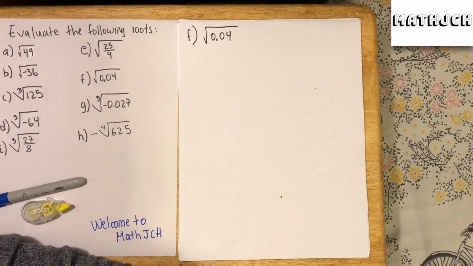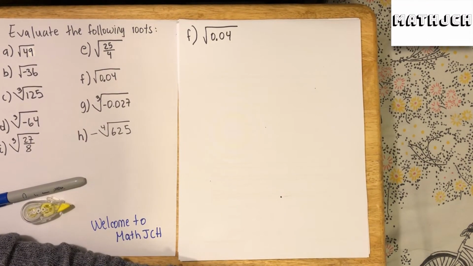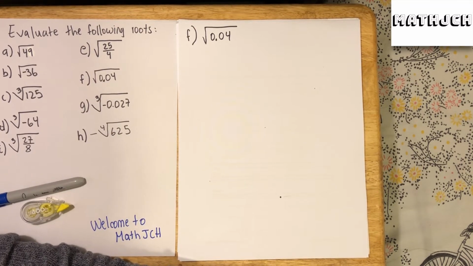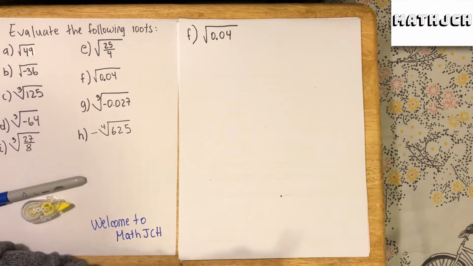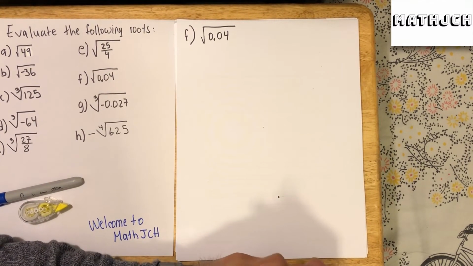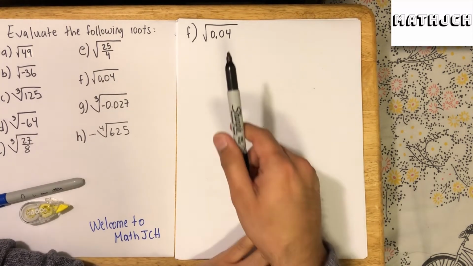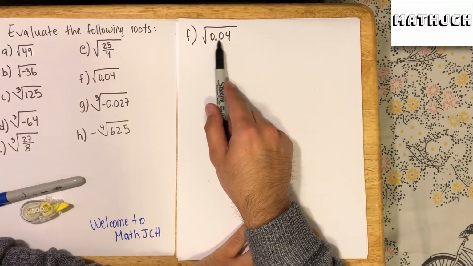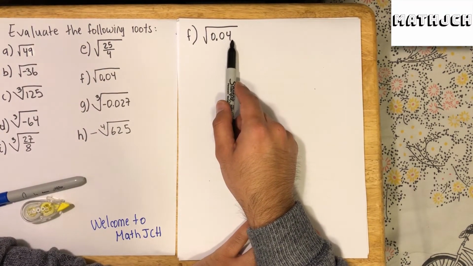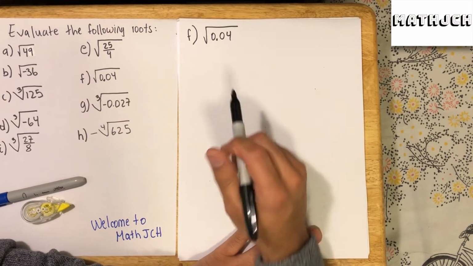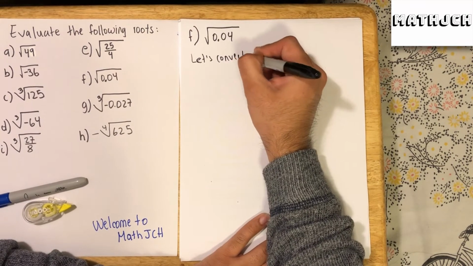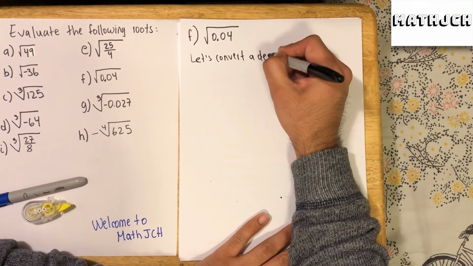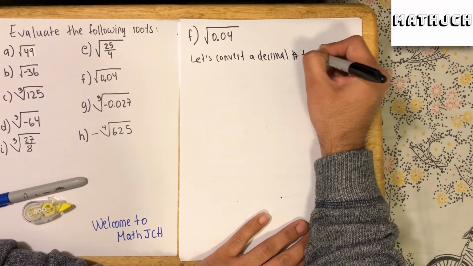For problem number 6, or F, we have a square root of a decimal number now. We have 0.04. Now, how do we approach this problem? One approach is going to be to convert the decimal number into a fraction. Okay, so let's do that first. So let's convert a decimal number to a fraction.